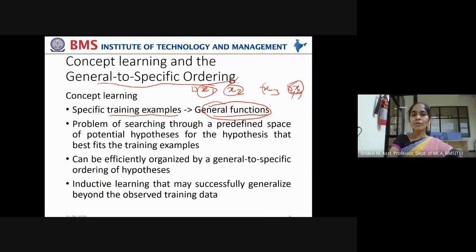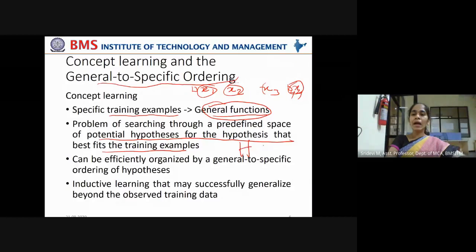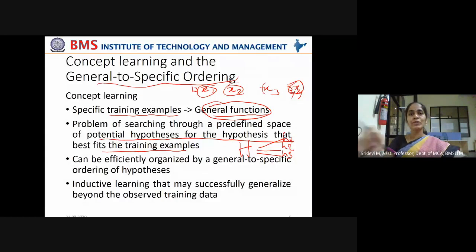Got it? Now, the problem is searching through a predefined space of potential hypotheses for the hypothesis that best fits the training examples. It means your predefined space of hypotheses, capital H, will have several hypotheses, H1, H2, H3. All these will explain the historic data well. But which is the best explanation? That is important because you have to generalize well to the larger population, to the new data points. You have to make correct predictions with the new data points.